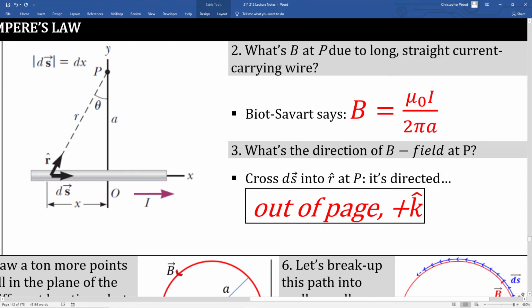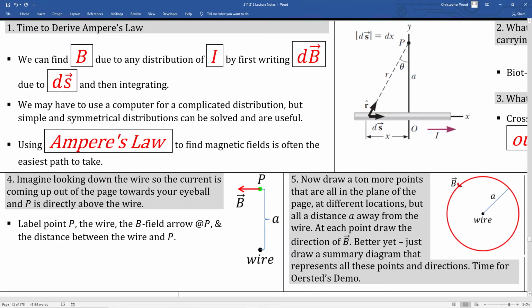We can figure out the strength of the magnetic field produced by this current carrying straight wire at that point P. You can use your pop can right-hand rule, or you can cross vector ds into vector r hat and get the same result. The magnetic field at point P is coming out of the page towards you, also known as the plus k hat direction.